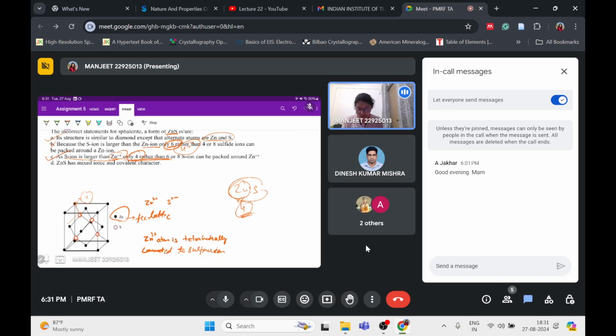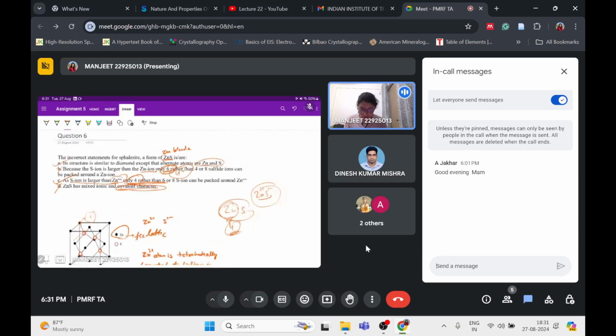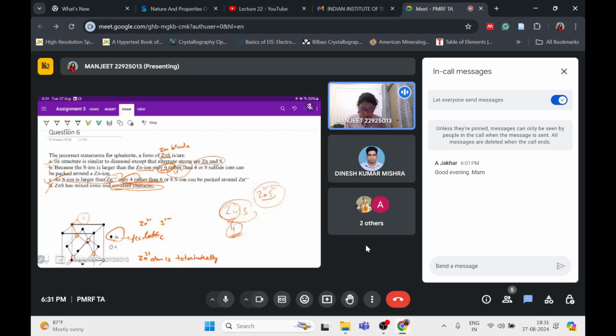Now, zinc sulfide has mixed covalent and ionic character. Zinc sulfide is the ionic one, Zn2+ and S2-, they are ionic. They are not having covalent character. Covalent is basically the overlapping of orbitals, so this is not correct. So A and C will be the correct answers for ZnS. Okay, so this is about question number 6.